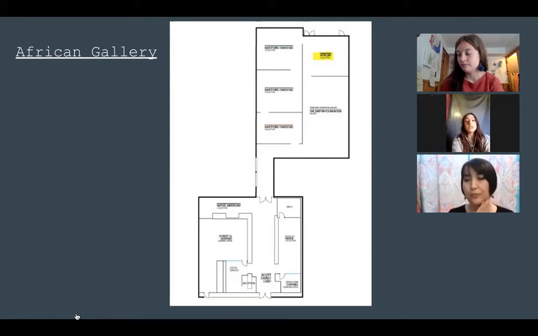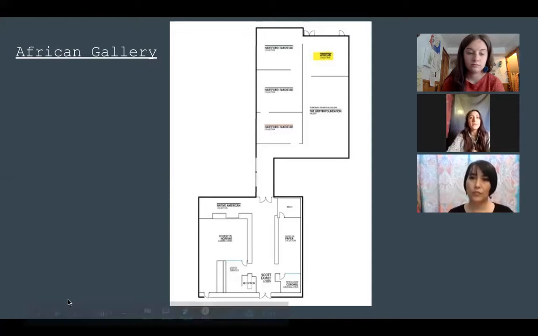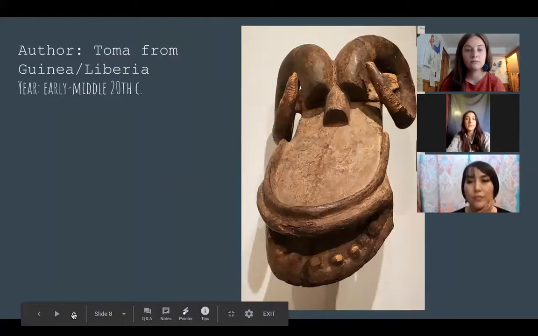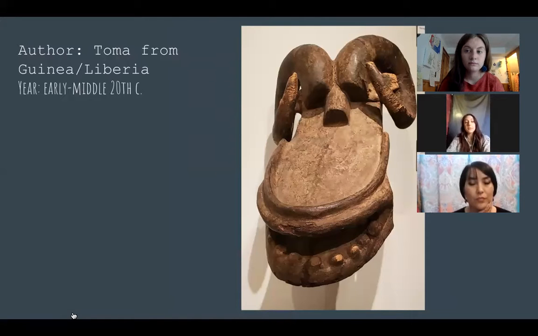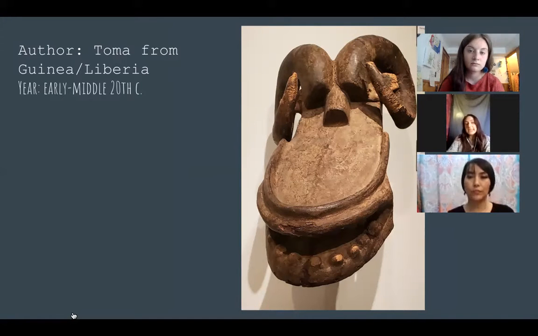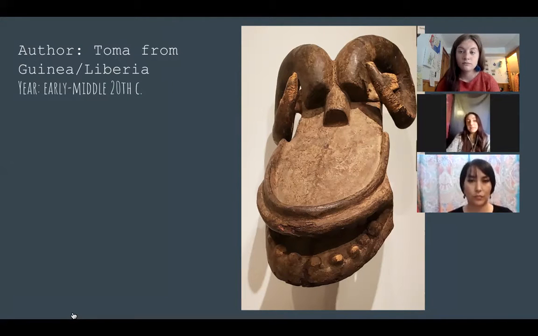So I really wish we could look at all of them today, but we're just going to be focusing on one of the masks from the Toma people. So this mask, I want you guys to take a look at it for a little bit and think about what animals you might see in it. So for me, I see, let's see, a large jaw that could look like an alligator or a crocodile. I see some horns, maybe from like a sheep or a ram.